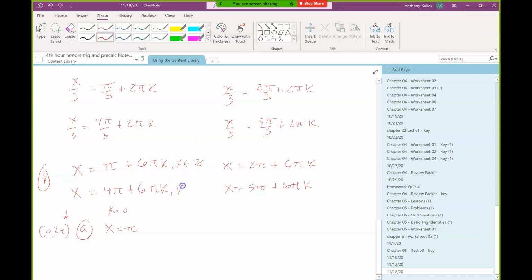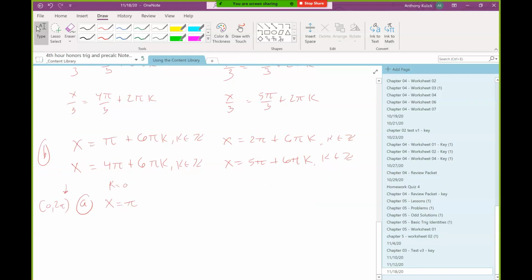There's possible opportunities for condensing, but I'm not going to worry about it right now because it's a little bit trickier because it's a 6 pi k at the end. But I think you can combine these two and make it plus 3 pi k, and similarly these two. But I'd have to draw the picture and think about it for a second.